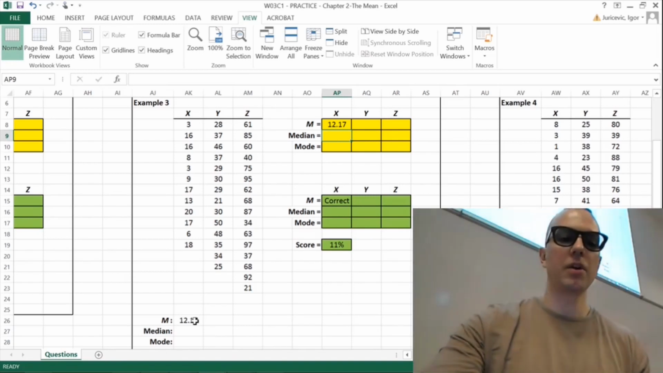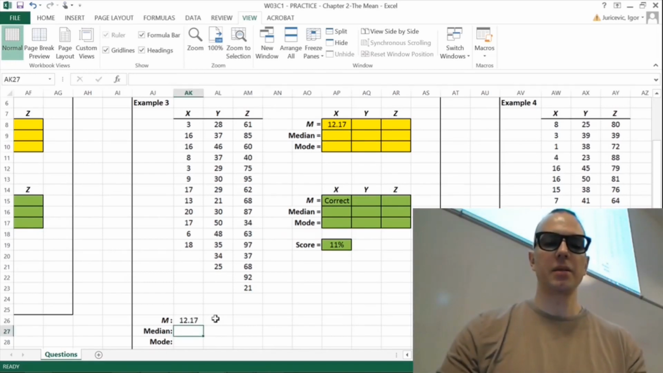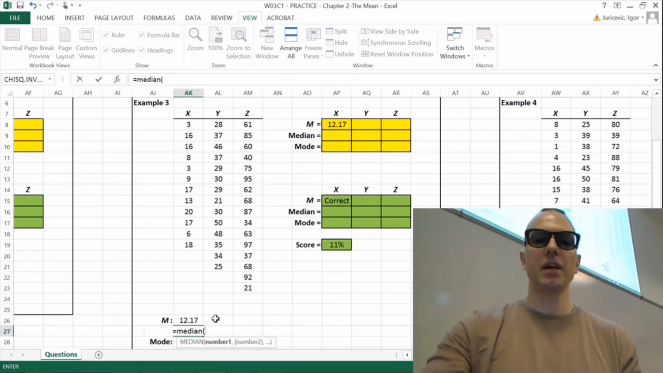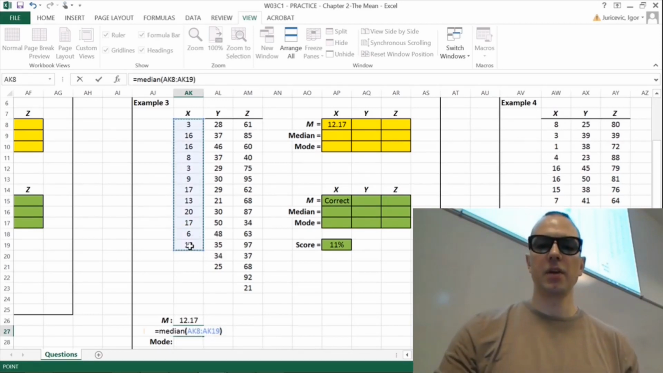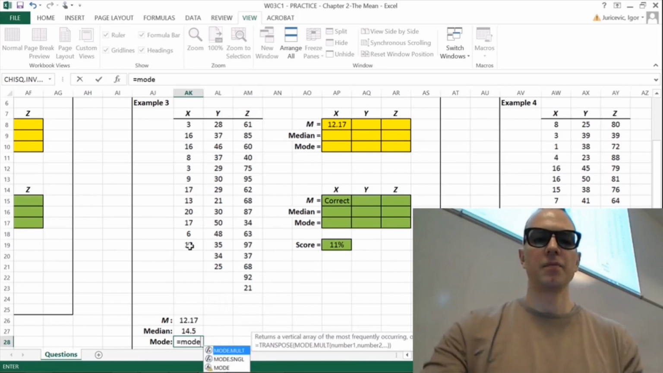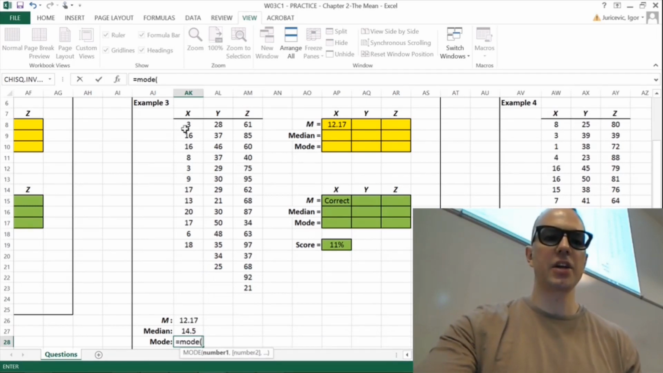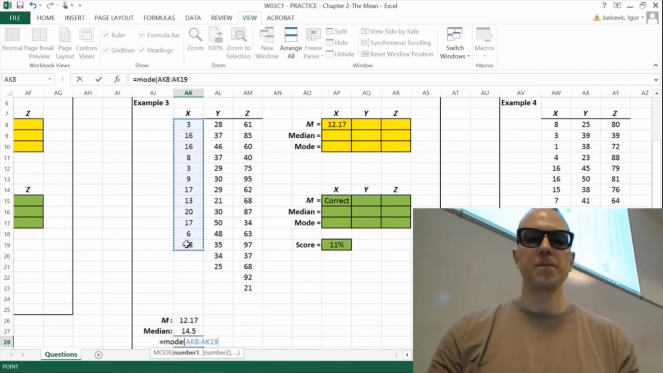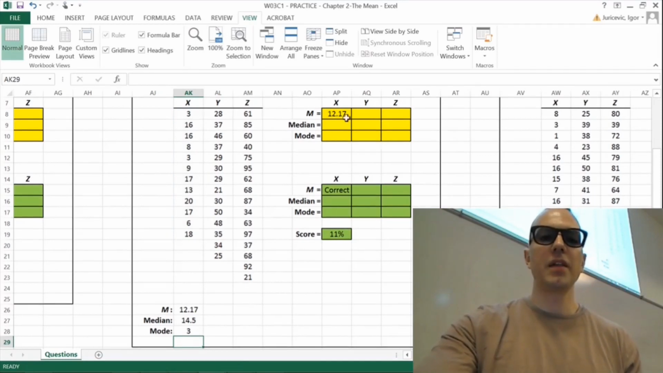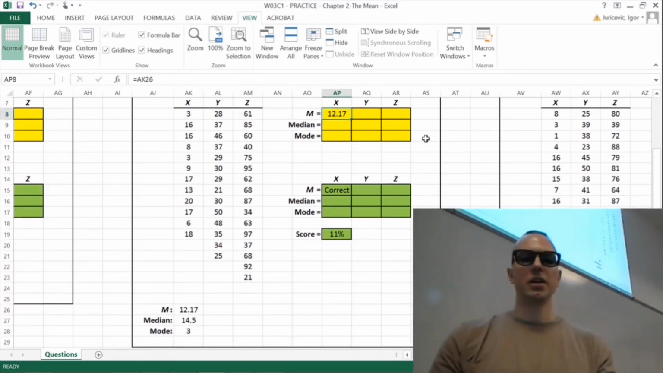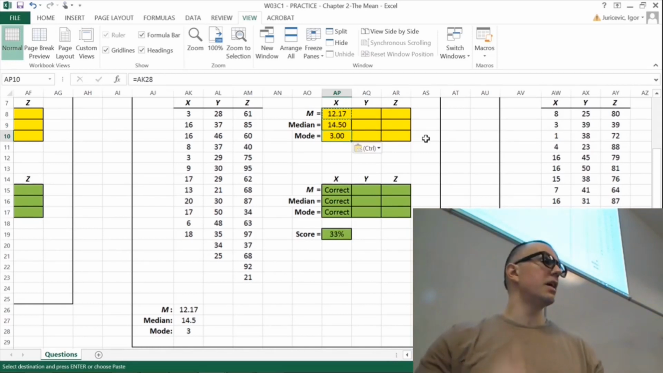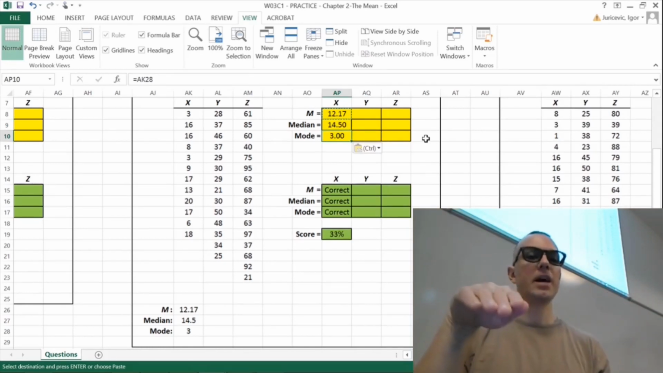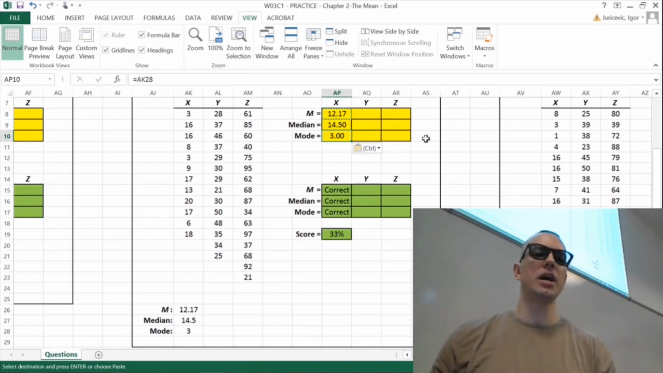All right, so we're confident, and we're going to calculate the median. We pop in the median, open the parentheses, close the parentheses, then we calculate the mode, open those parentheses, highlight your X scores, and it calculates the mode. Then we take our equals function and copy and paste that all the way down, and we can see that for the X scores, we got the mean correct, the median correct, and the mode correct.